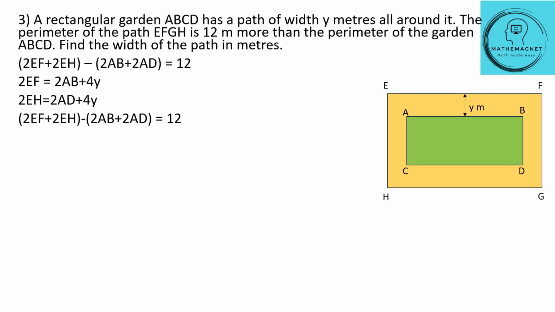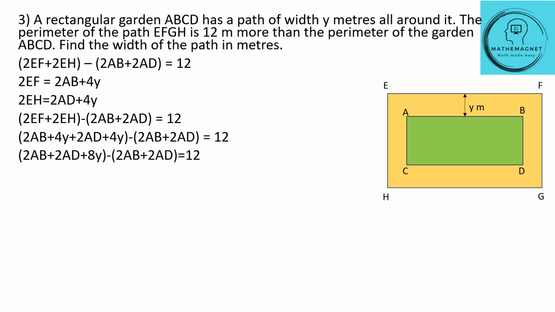So we'll replace this value in the above equation. So 2EF plus 2EH minus (2AB plus 2AD) equal to 12. We'll replace EF and EH, and it becomes (2AB plus 4y plus 2AD plus 4y) minus (2AB plus 2AD) is equal to 12. So let's open up the brackets, and then it becomes 2AB plus 2AD plus 8y minus (2AB plus 2AD).